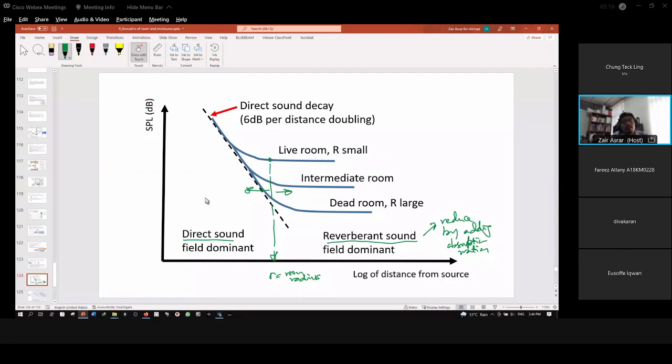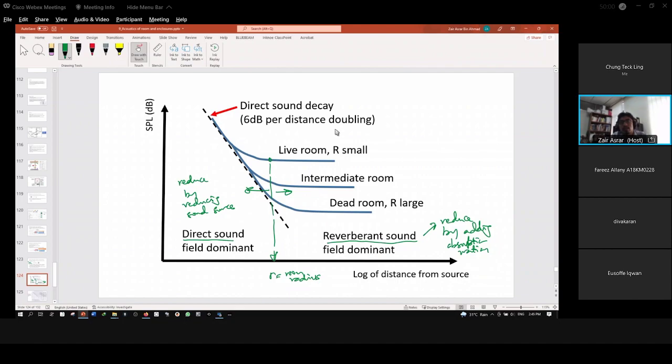Okay, within this direct sound field, we can only reduce by reducing the sound source. In this case, the sound goes directly from the source to the receiver, with no reflection. Since there's no reflection, there's nothing that can absorb the sound. And we know that sound decays with distance. If we double the distance, we have 6 dB. This is a rule of thumb for sound propagating in space.